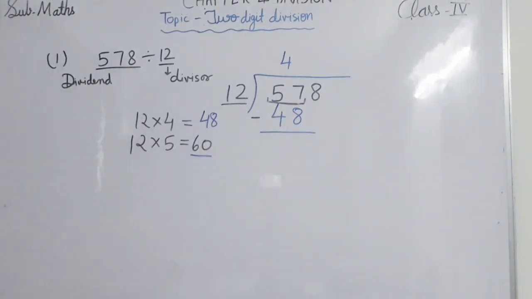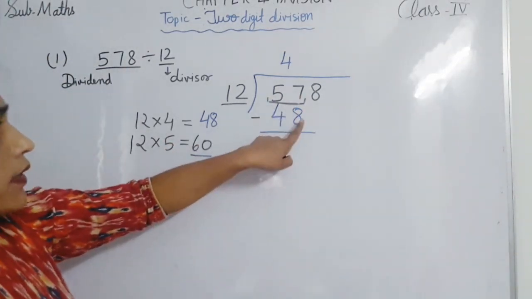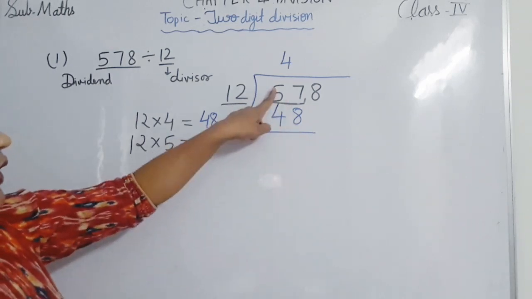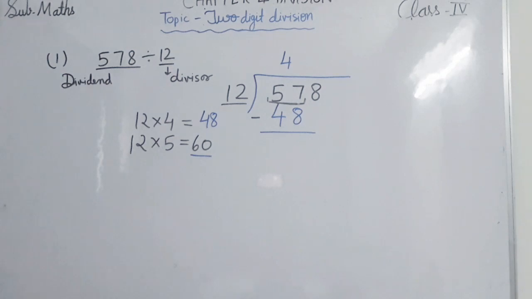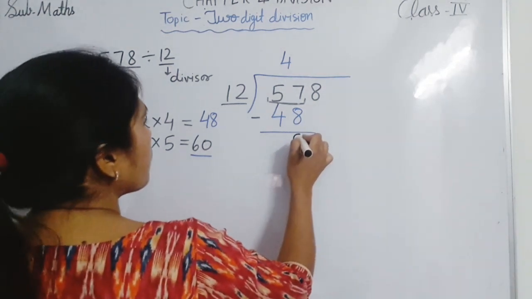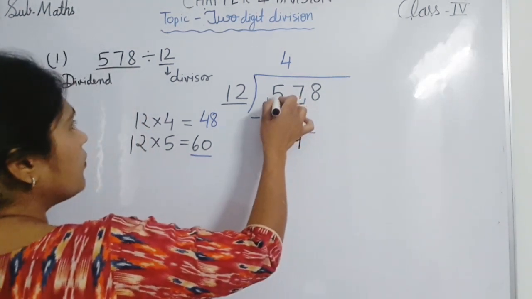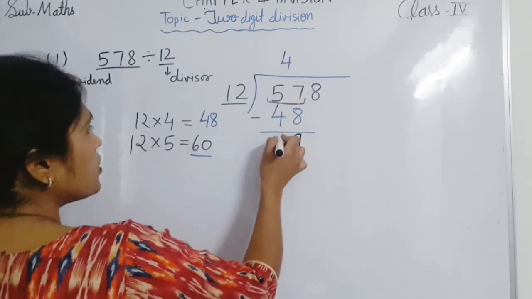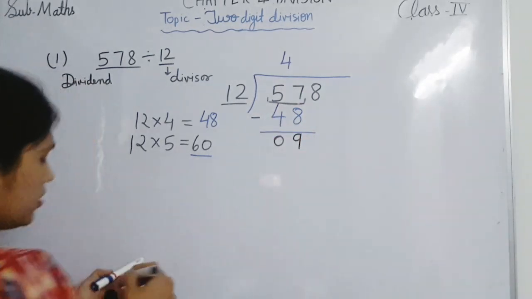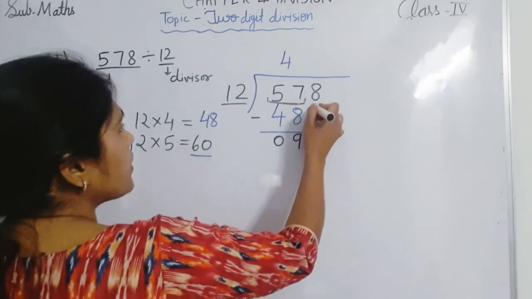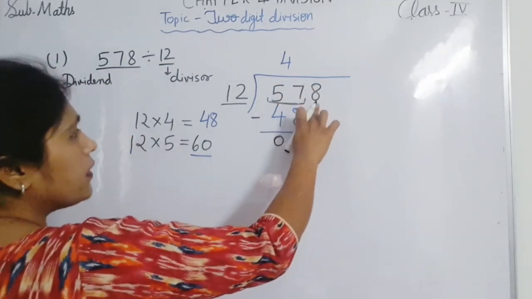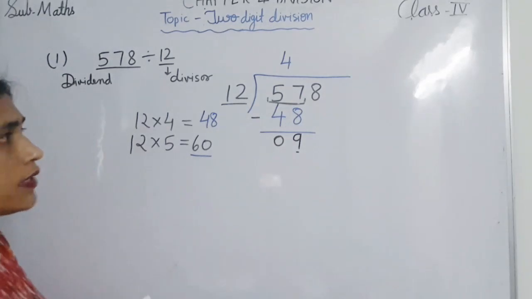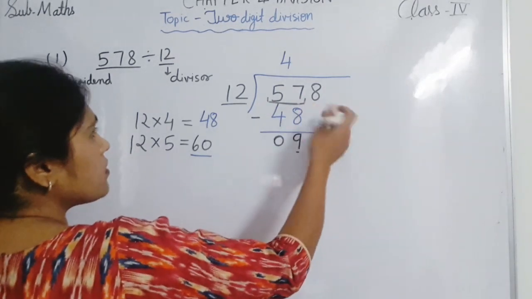After this we need to subtract it. 7 minus 8 is not possible. We'll take help from here. So 17 minus 8, you will get 9. And here you are left with 4. So 4 minus 4 is equal to 0. See, now 9. 9 is the remainder for this one. But still we have one more digit left here. We have to divide this one also.